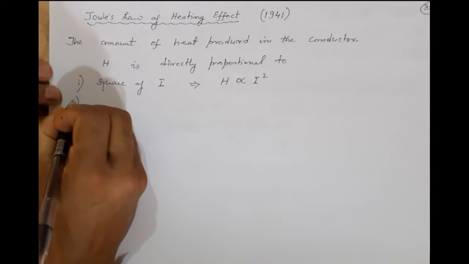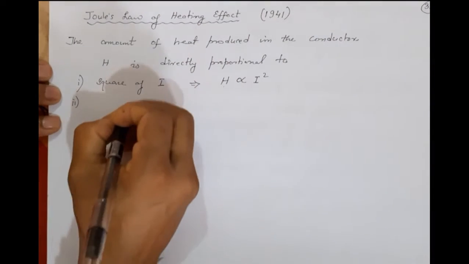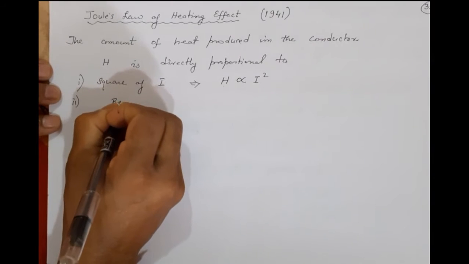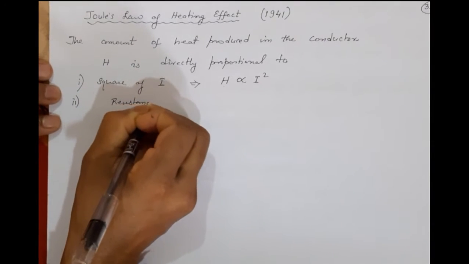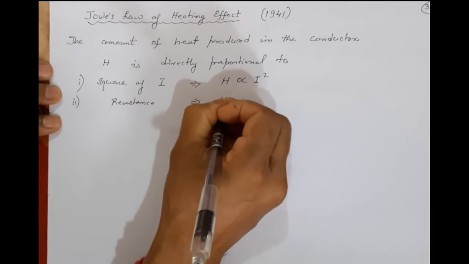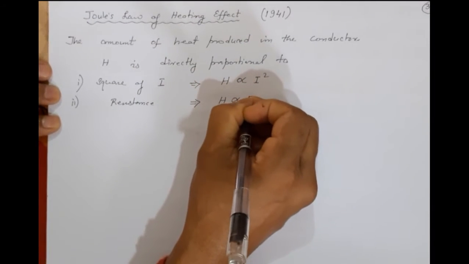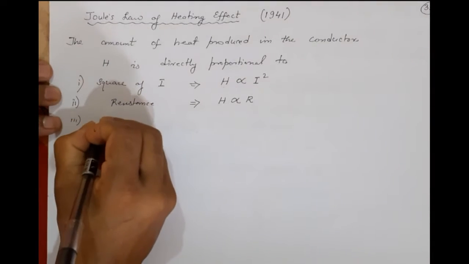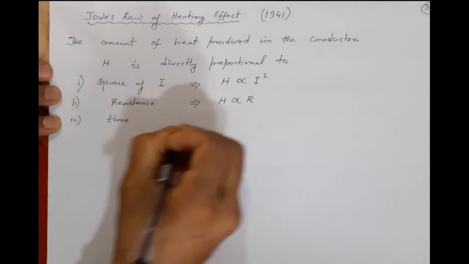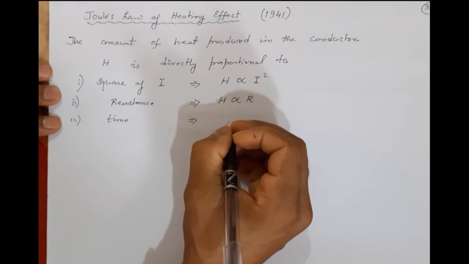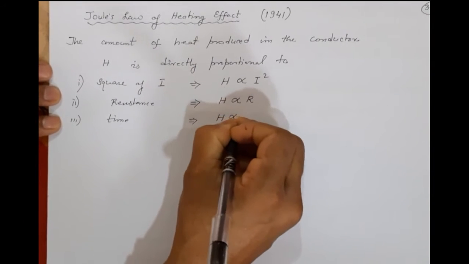Number 2, again proportional to what? He says the resistance of the conductor. This means H is directly proportional to R. And also the third one, he said, is the time for which it flows. For 1 hour more heat, for half an hour less heat, like that. So H will also depend on T.